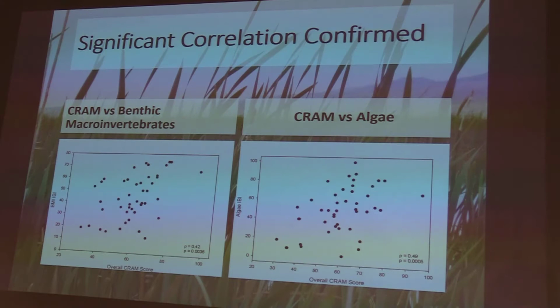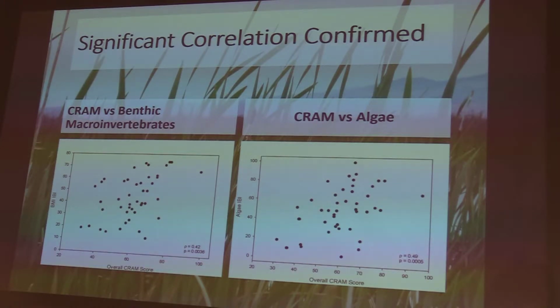And we found that there was a significant correlation. Looking at the first plot on the left is the CRAM versus Benthic Macroinvertebrates. It was highly significant, had a low p-value. And you know, this is real world data, so it's not gonna look like an exact straight line, but they were significantly correlated. It was also correlated with algae, with the algae IBI, Index of Biotic Integrity. And that one was also highly significant.